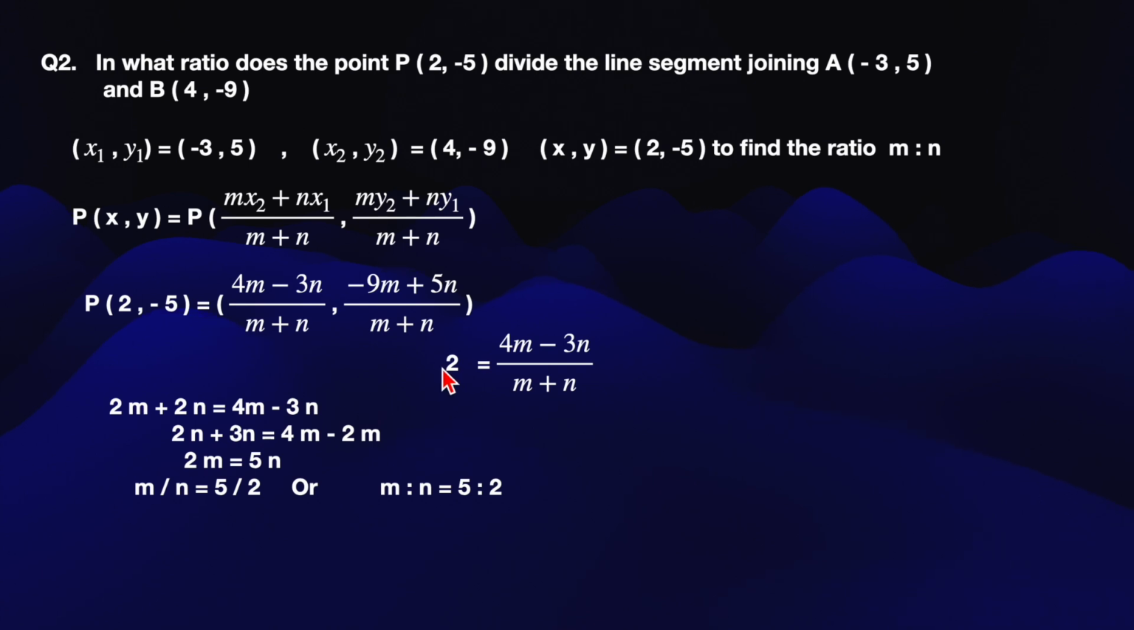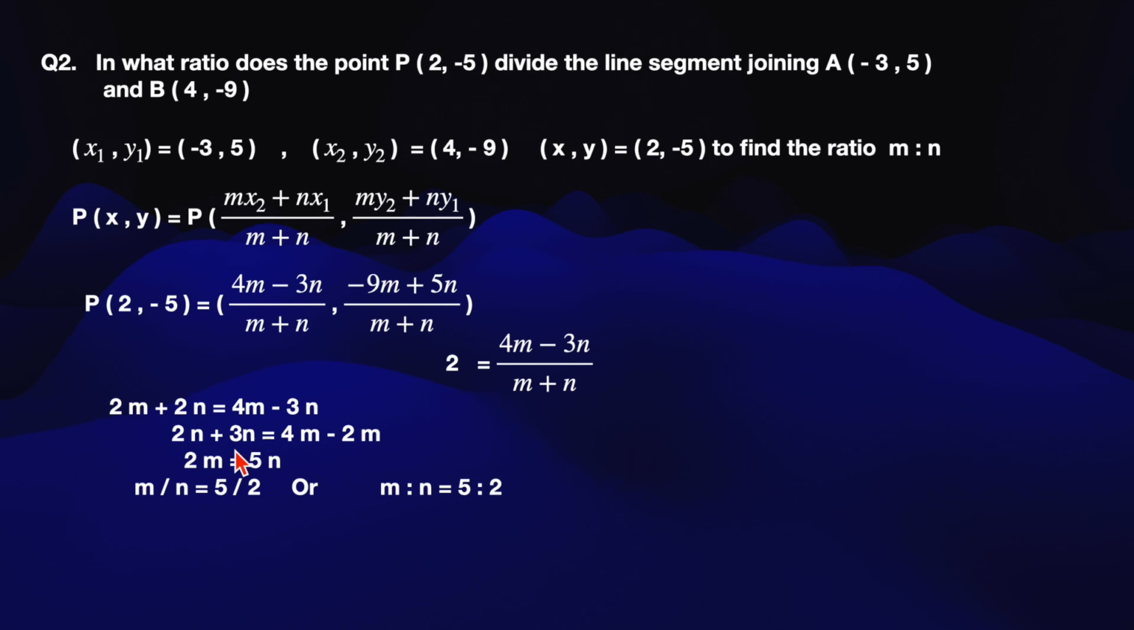Now take this on the left hand side. So left hand side becomes 2 into m plus 2 into n, I am opening the brackets, is equal to 4m minus 3n. So take the n on this side. So here it is 2n plus 3n, and 2m will come on the right hand side. So 4m minus 2m, I brought it to the right hand side.